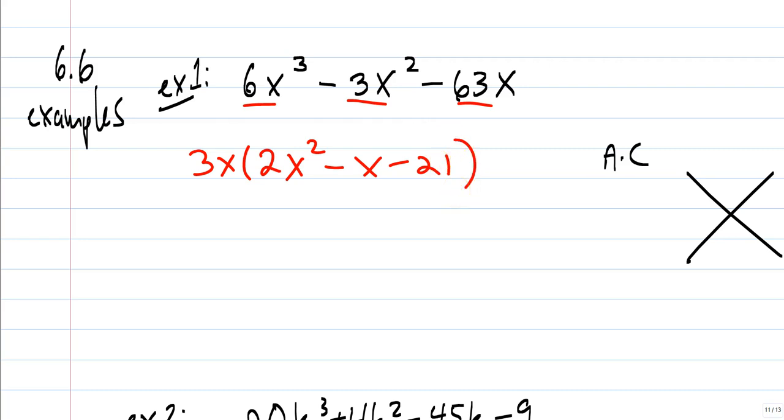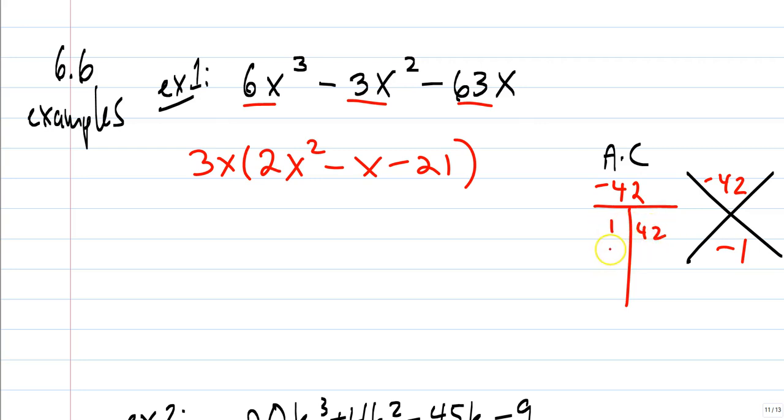What does this do for me? Some people will guess and check this to death. Please feel free, but I like AC. What is 2 times 21? About negative 42. I just used the table. If you want to put it in the X, you can. But I'm looking for things that make negative 42 and combine to make a negative 1.